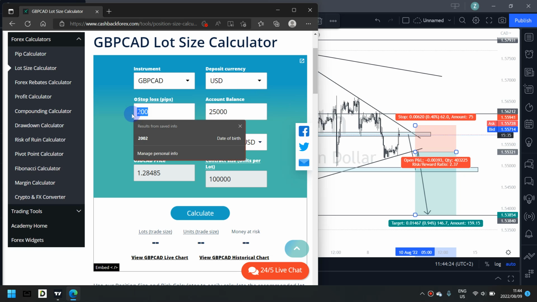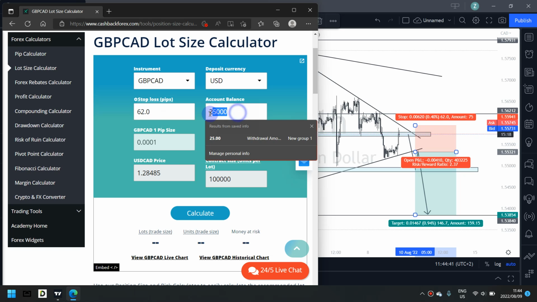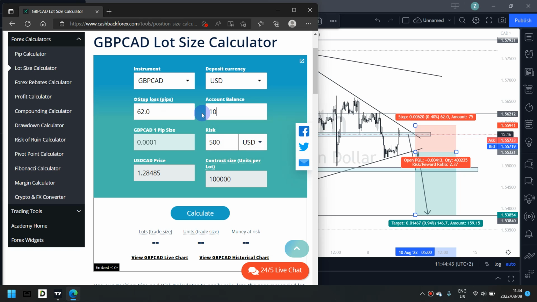Now the stop loss pips for the GBPCAD pair, if you look here, it's 62.0, right? So let me write here 62.0, and my account balance. For example, a $1,000 account. On a $1,000 account, you would want to risk probably 3%, which is $30. And then you just click calculate.